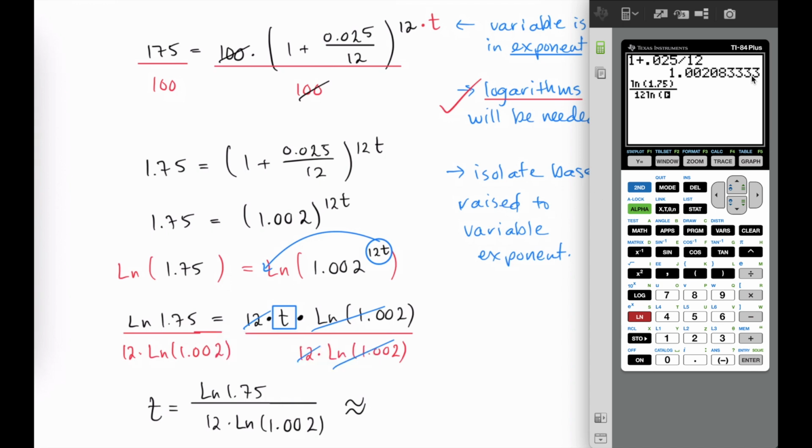One way is that we could have stored this into x initially and then used that x variable here, but since I didn't do that already, I'm going to use second answer. So second and then the answer function here, which grabs the most recent answer quantity from the calculator, and that would contain all of those decimals. So now I hit enter and see that it takes 22.4 years for the money to grow from $100 to $175. And one explanation for why it takes so long is because the annual interest rate was pretty low.